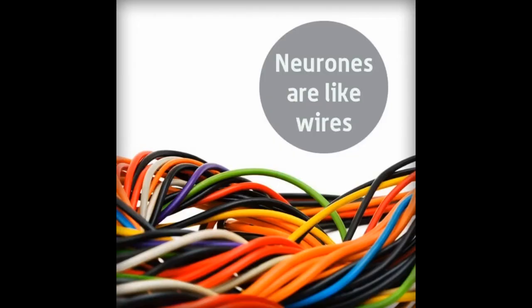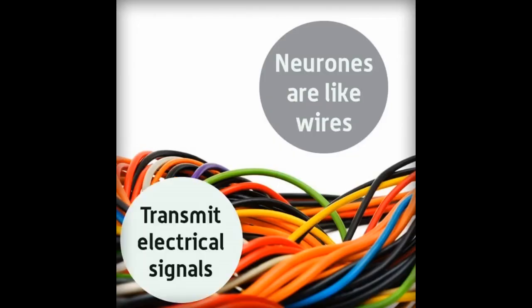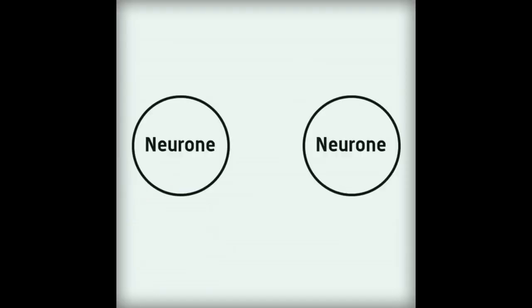Neurons are a bit like wires. Their function is to transmit electrical signals around the body. But unlike wires, neurons do not physically touch each other. Instead, there's a tiny gap between the ends of the two neurons that meet. This gap is called a synapse, and it's vital to our ability to control and send messages around our body.